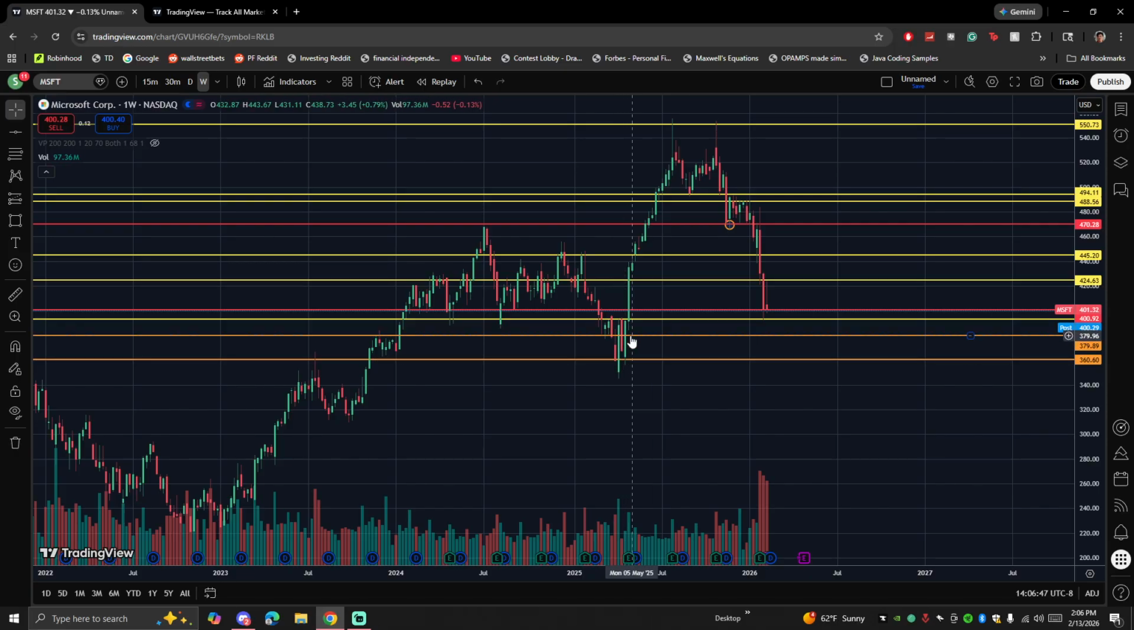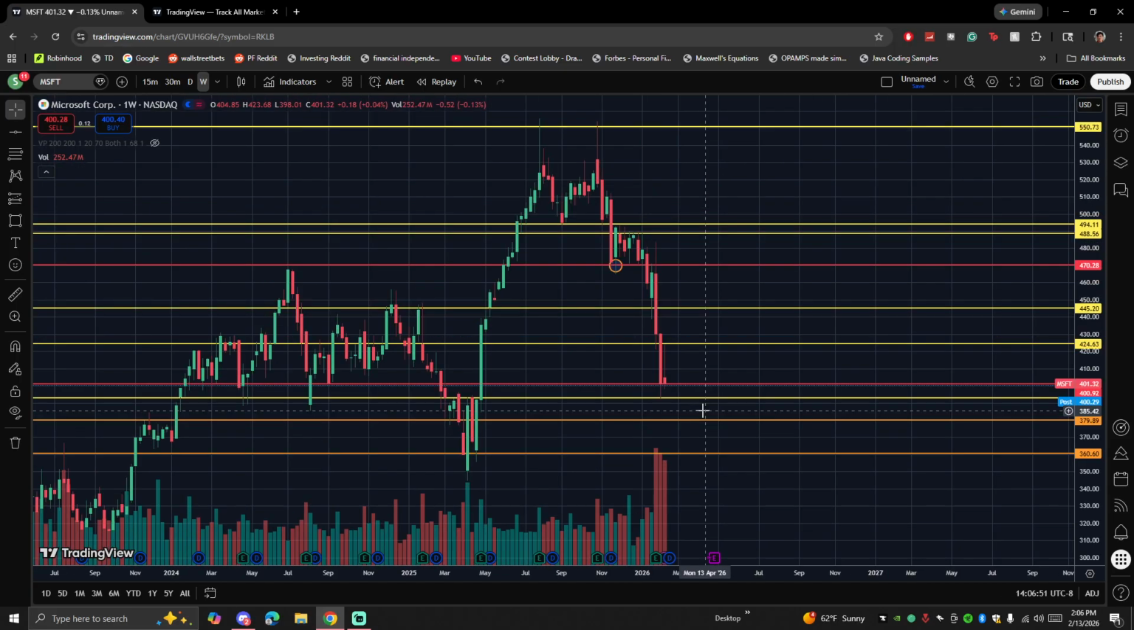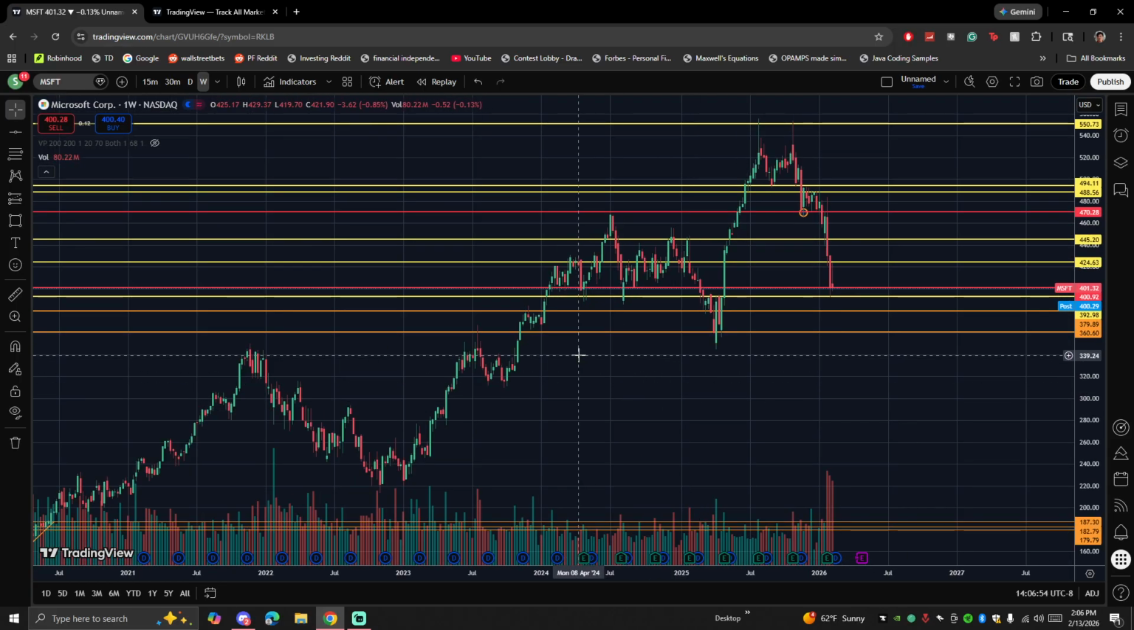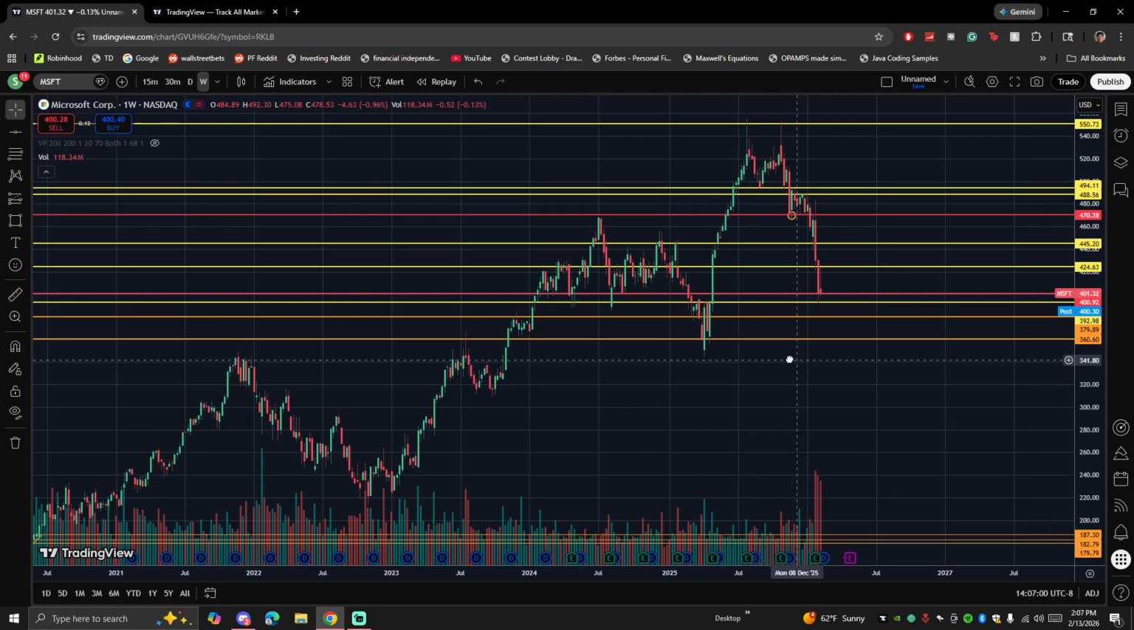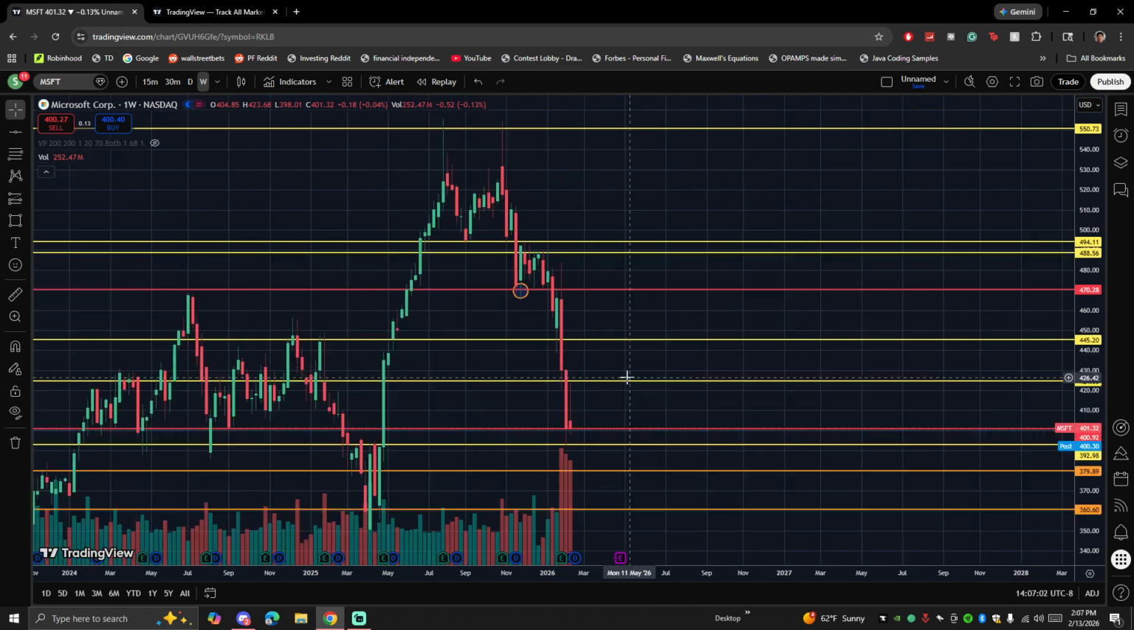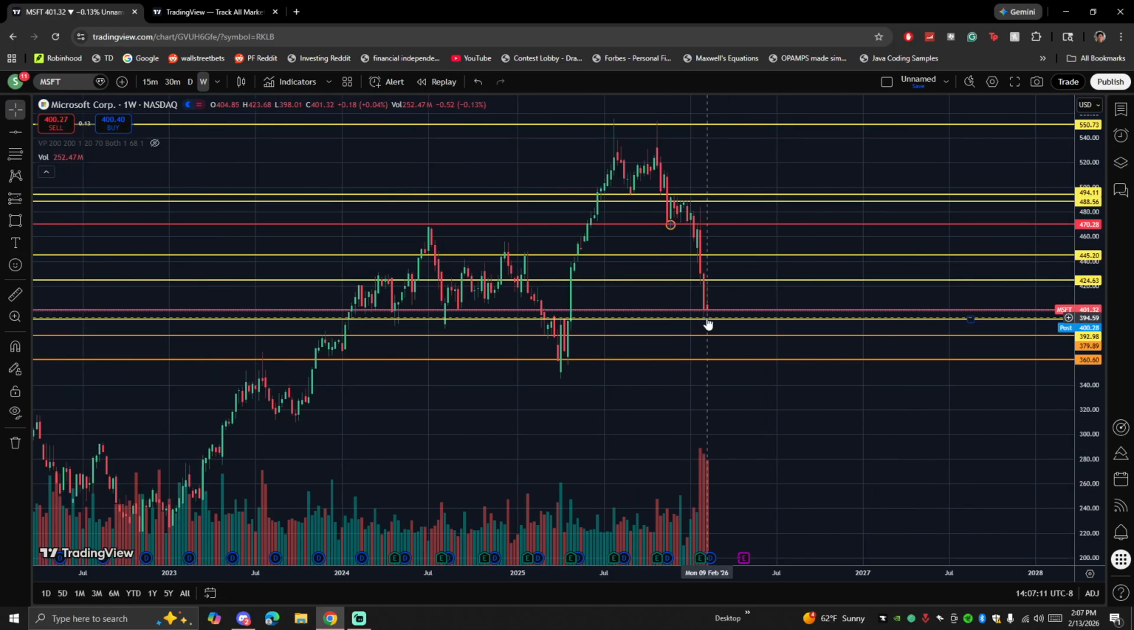So 380 could be an interesting add level, and 360 would be below that. And if I'm looking to add Microsoft even further down, then 340, 320. So basically in segments of 20 all the way down, and as far as it will go, right? The weekly candle on this has a really long wick to the upside, which tells me that lots of sellers came in and pushed the price down, and we could see some continuation on Microsoft into next week.